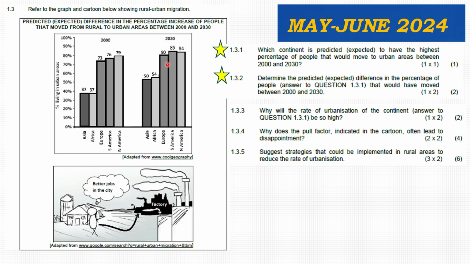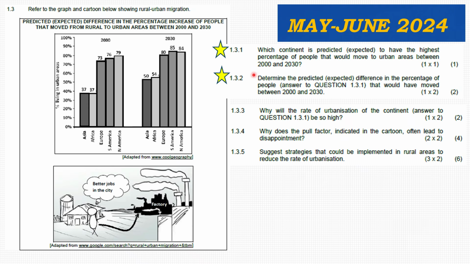It's not a big jump. It's just 7% more. Even with South America from 76 to 85, North America from 79% to 84%. So they also have more people moving to urban areas, but it's not a big jump like Africa and Asia, where Africa has the biggest jump from 37 to 54. If you count there, 54 minus 37, it's like a 17% jump. So Africa has more people moving to urban areas. Remember, it's an LEDC.